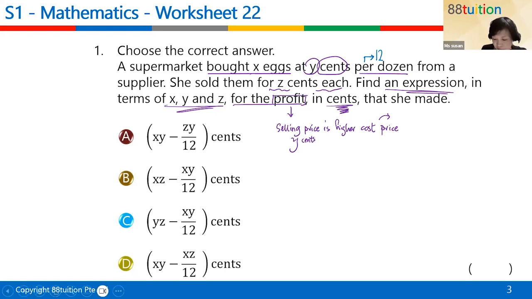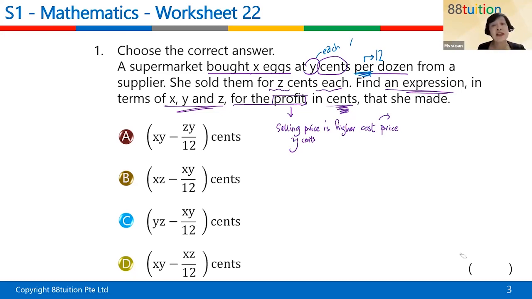Meaning to say, is it each? No, right? Not each. It is per dozen. What do you mean by per dozen? Every 12 eggs. So what I can do is, you're used to learning ratio, you're used to learning, what do you call that? Unitary method. Okay, so I'll base on that also.